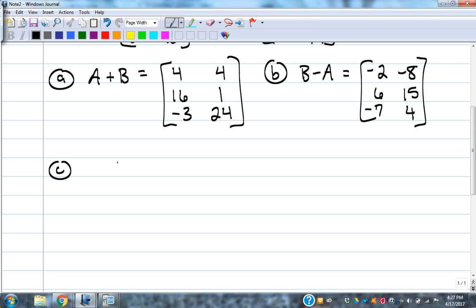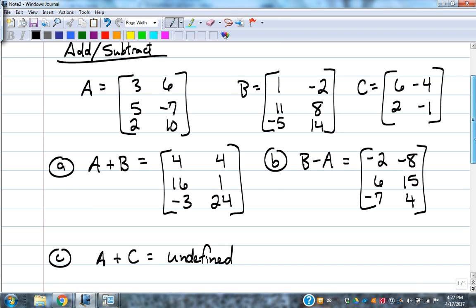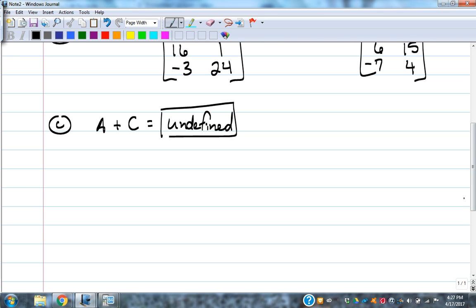If you were going to do matrix A plus matrix C, it's undefined. Why is it undefined? Matrix A is a 3 by 2. Matrix C is a 2 by 2. They're not the same size, so they can't be added or subtracted. So that's undefined. If you tried to do that in your calculator, it would give you a dimension mismatch error on your graphing calculator. It'd tell you that you can't do it. So it's kind of a foolproof thing there.